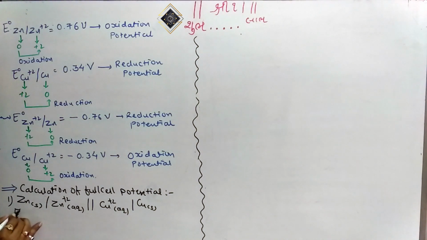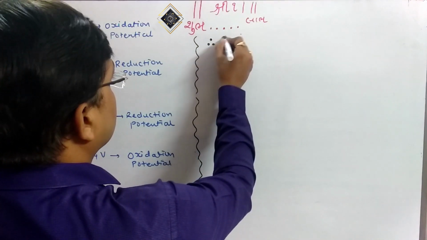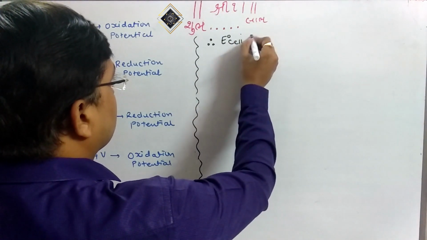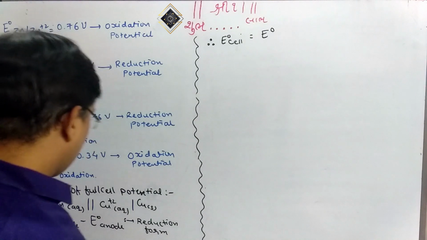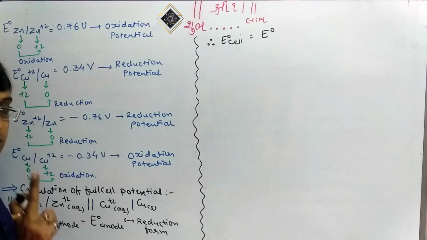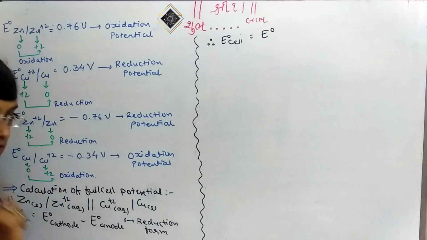Okay, let's consider the formula of E0 cell in the form of reduction, that is the standard form: E0 cathode minus E0 anode. In which form is this one? Reduction. Therefore, E0 cell is equal to... remember this thing: we are taking the formula in the form of reduction, so we have to take the representation in the form of reduction only. Both cathode and anode representations are required to be taken in the form of reduction only.